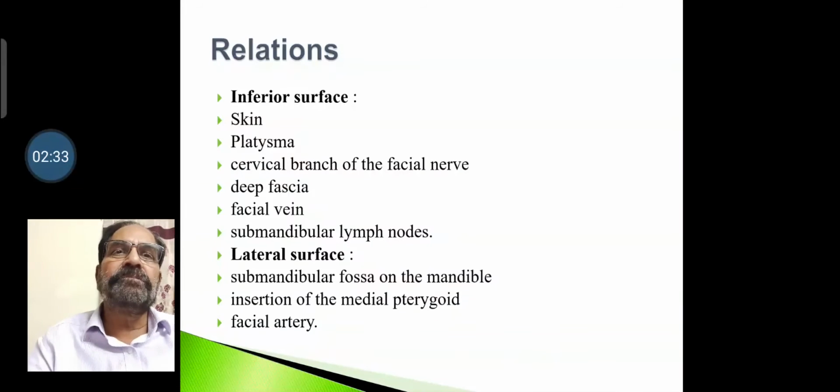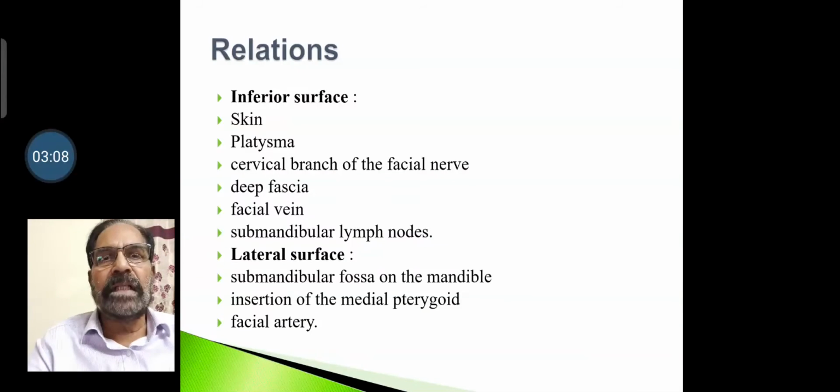Coming to relations. So first we will start with inferior surface relations. They are skin, platysma, cervical branch of facial nerve, deep cervical fascia, facial vein, and submandibular lymph nodes. Lateral surface relations. It is related to submandibular fossa of the mandible and the insertion of the medial pterygoid muscle and also facial artery.